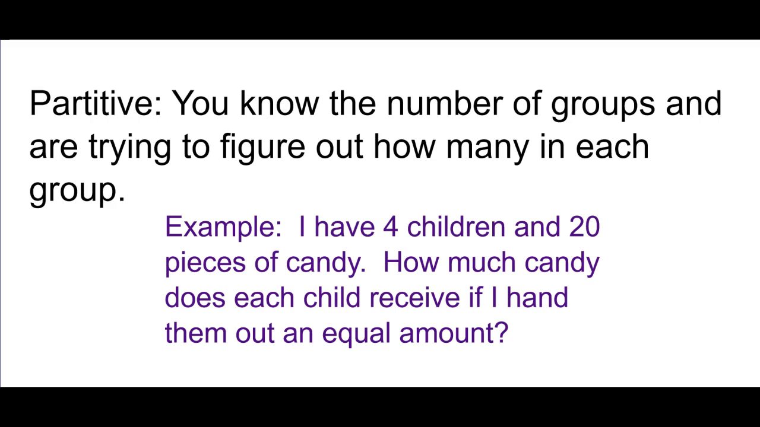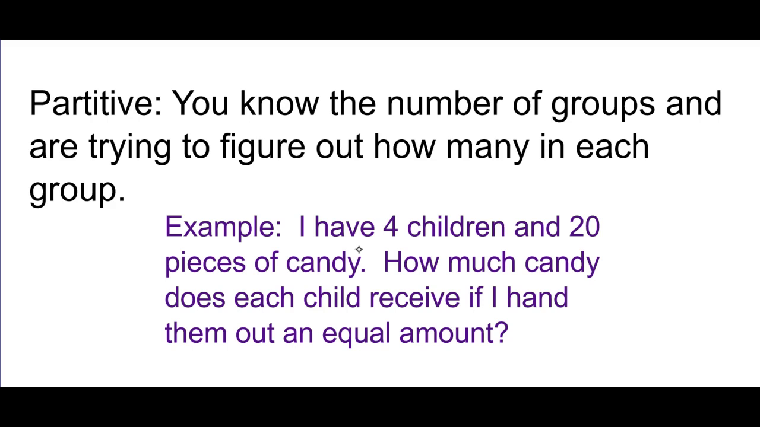So, for example, if I have 4 children and 20 pieces of candy, how much candy does each child receive if I hand them out an equal amount? So here my answer, what are the units for my answer? Am I trying to figure out how many children, or am I trying to figure out how much candy? So the answer there is going to have a unit that you got two units and you're reducing it to one unit, I guess you could say, in the problem.